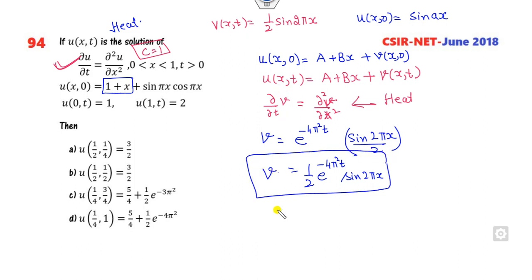Fine. So what is the final solution, the u? I can substitute here. So what are a and b? If you substitute this value, you will get again as 1 plus x and 2 plus, there is no worry about that.